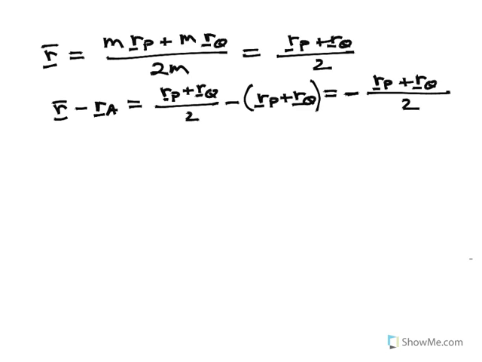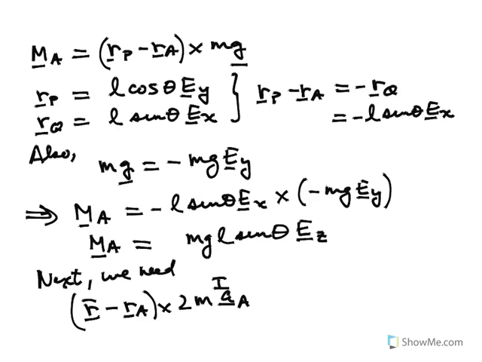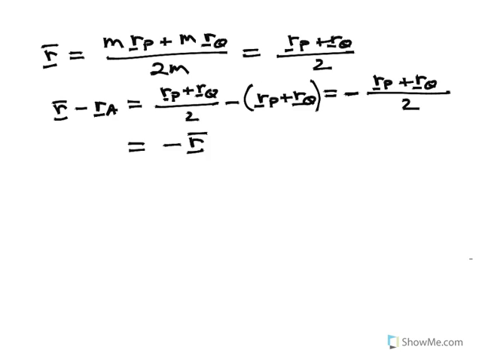But if you look at that, that's equal to minus r bar. So r bar minus RA is equal to minus r bar. So we actually have a nice simple expression in this case for r bar minus RA. So now we need the acceleration of A. So this r bar minus RA is just equal to minus r bar.